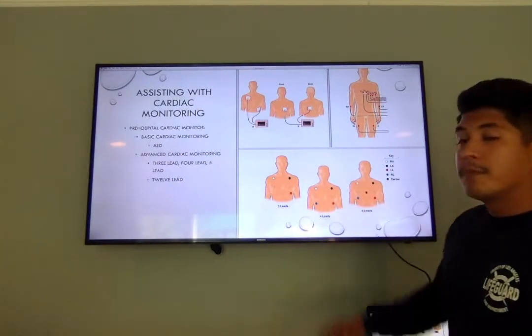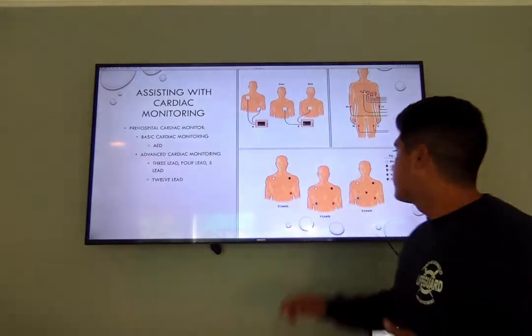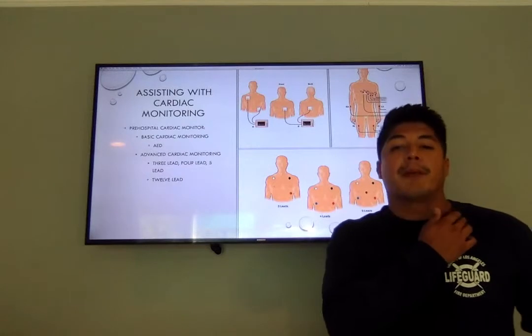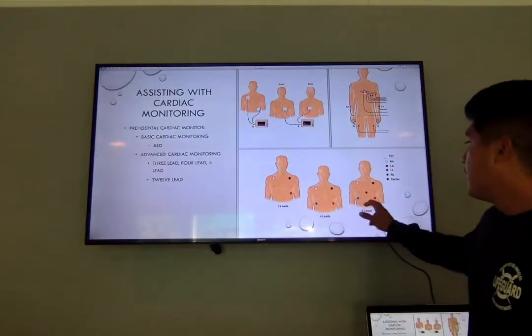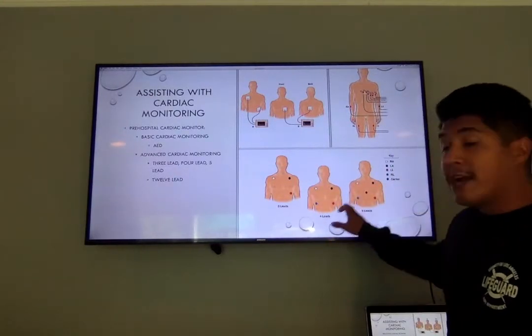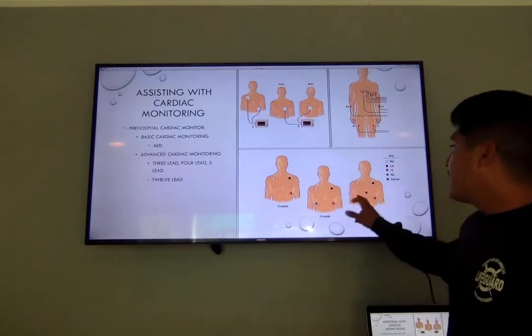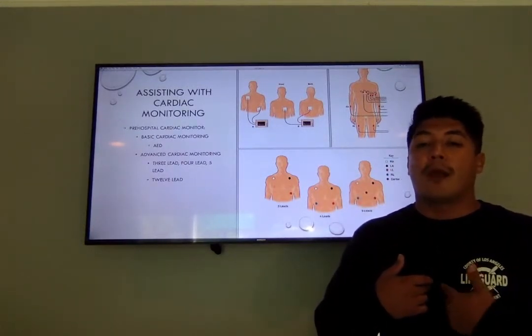This is the right arm. That's going to be placed on the right side mid-clavicular at the first intercostal space. This is the left arm. It's going to be placed on the left side mid-clavicular at the first intercostal space. This is the left lower. It's going to be placed on the left flank. Right lower on the right flank. And then the 5th electrode is going to be placed at the 4th intercostal space on right side of the sternum.